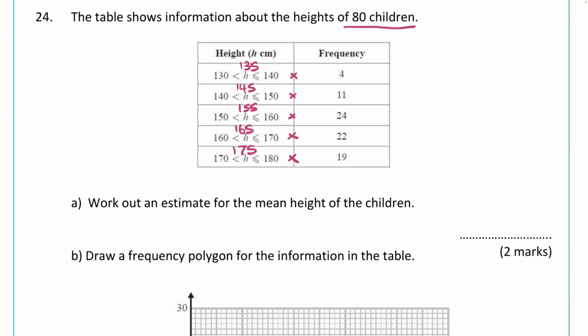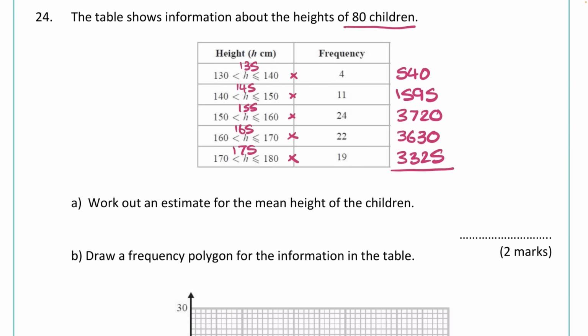So 4 times 135 is 540. So do make sure you write these down really clearly because we're going to have to add them all up in a little second. So 1595. 155 times 24 is 3,720. 165 times 22 is 3,630. And then 175 times 19, and that comes out as 3,325. So we need to add all of these together.